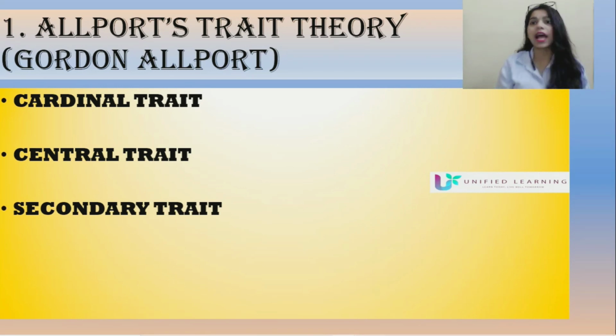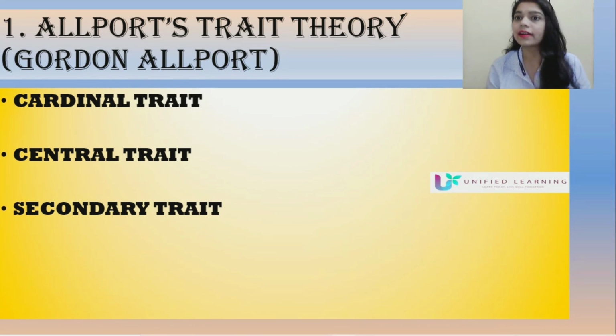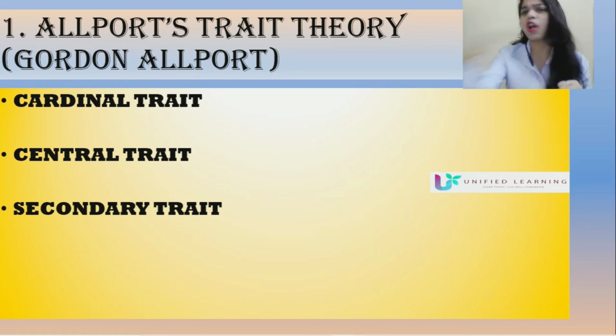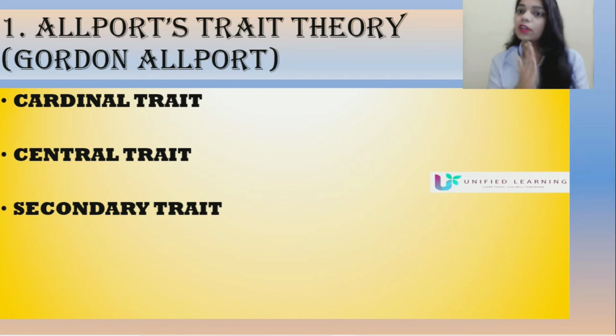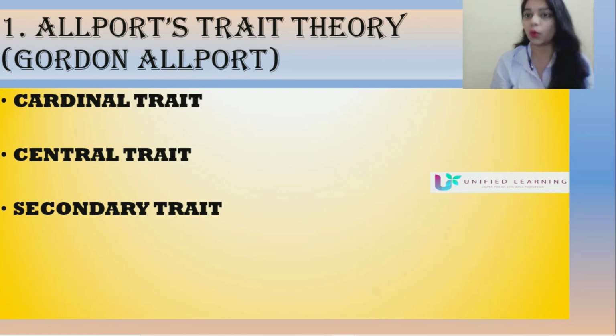Cardinal traits are very highly generalized dispositions. These are even used as identities, for example, a Gandhian trait or a Hitlerian trait. They revolve around your life goal. Whatever you want to be, if you want to be a teacher or a doctor, that trait will be present in you, and this will help you in reaching your goal.